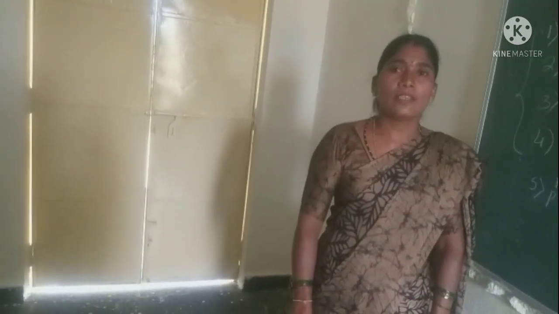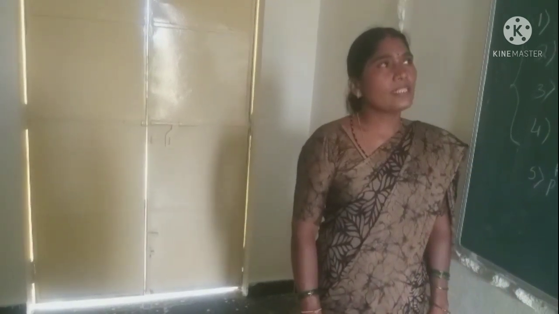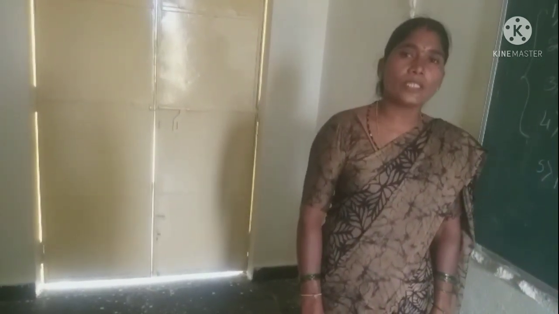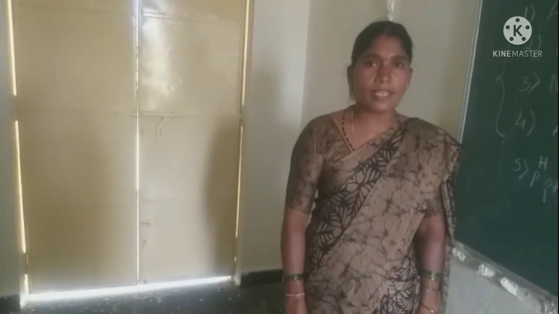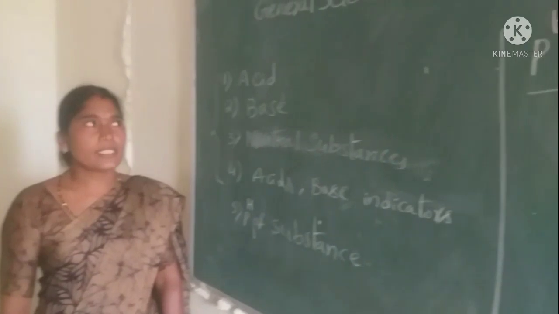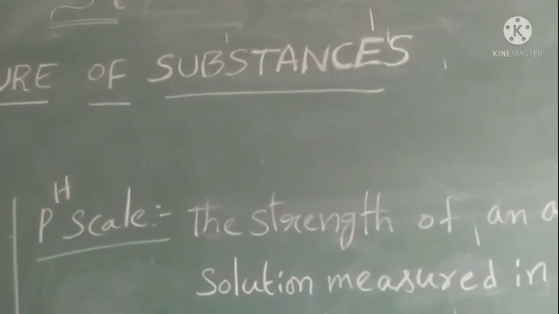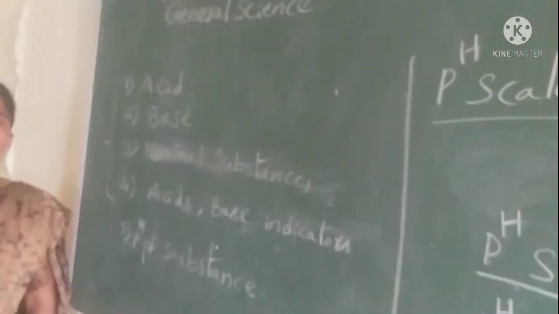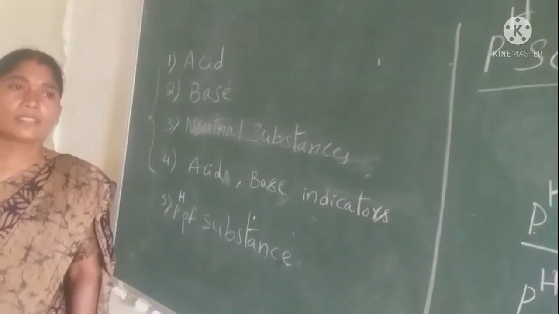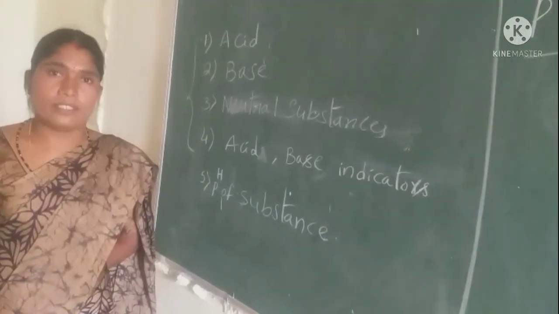Children, 7th class General Science, 2nd chapter, Nature of Substances. We learned in the previous class about acids, bases, neutral substances, and acid-base indicators. Now we learn the remaining subtopics in this session.